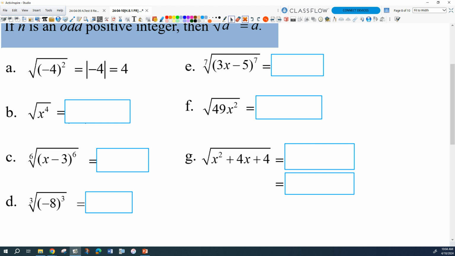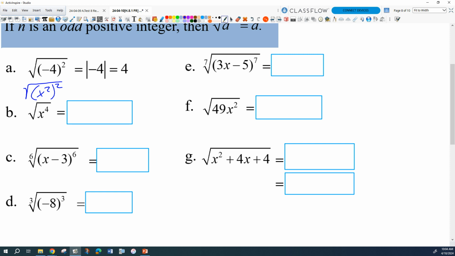Okay, what about B? Square root of x to the 4th then would be what? x squared. Okay, it's x squared, but because I'm taking an even root, this is the same thing as saying the square root of x squared squared, right? Agreed? Yeah. x to the 4th is just x squared squared. So if I take a square root of something squared, isn't that just the absolute value of that something? That's how it was up here, wasn't it?